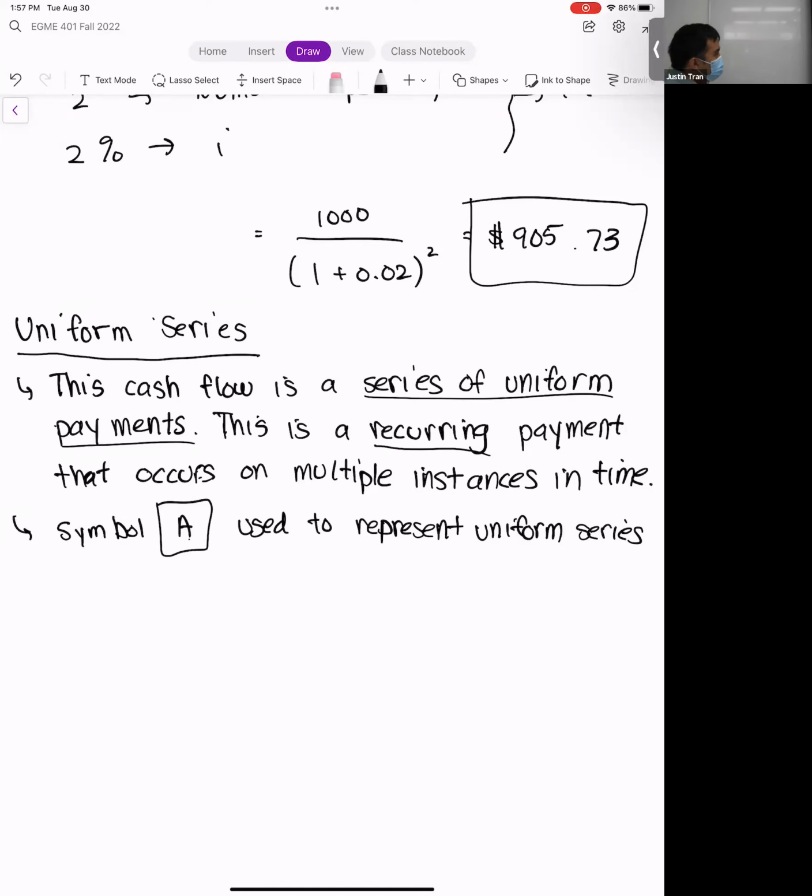The reason we use A is because most of the times when you're talking about a uniform series payment, especially for an engineering project, these are payments or benefits that occur at the end of the year, right? Or at least we assume that it occurs at the end of the year.